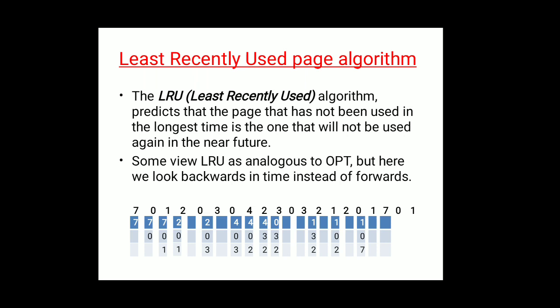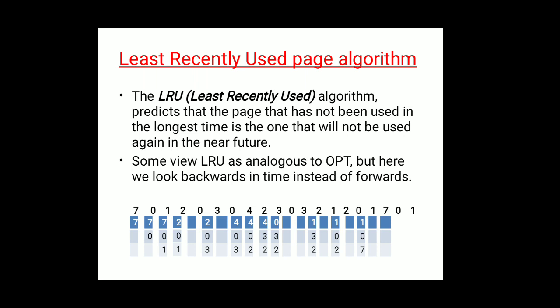Now coming to the next algorithm, that is the LRU algorithm, least recently used algorithm. Here we are going to replace the page that has not been used for the longest period of time, and the search has to be done in the backward direction. In optimal, we used to search in the forward direction. In LRU we are going to check for the pages in the backward direction.